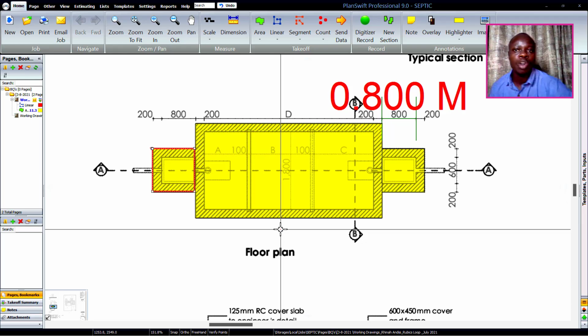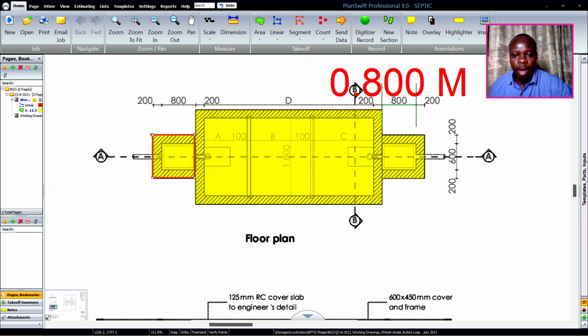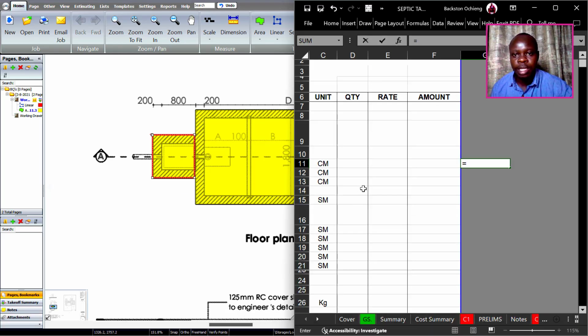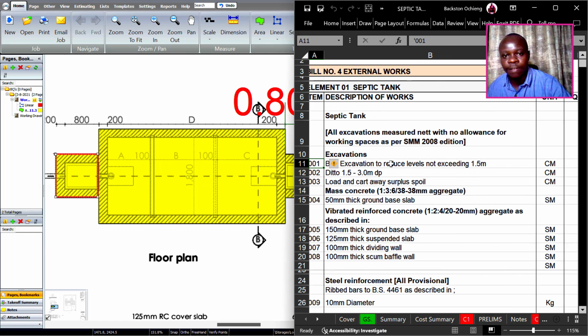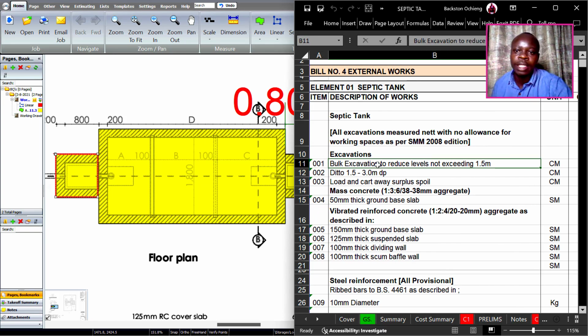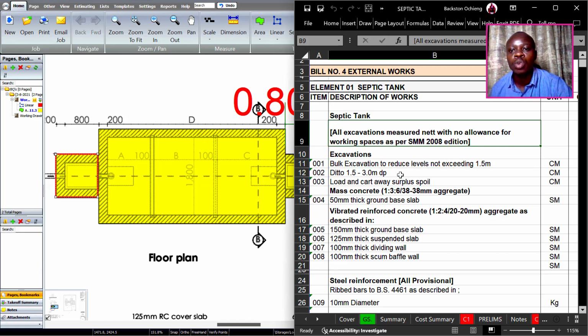Now, continuing with what we are doing today, which is the septic tank, we are going to use Excel as usual because it's easier to use, and I can always use it to explain our work very fast. So the first area that I would like us to cover, or also just to remember, is that we are going to rely on standard methods of measurement as the rules that are going to guide our estimation.